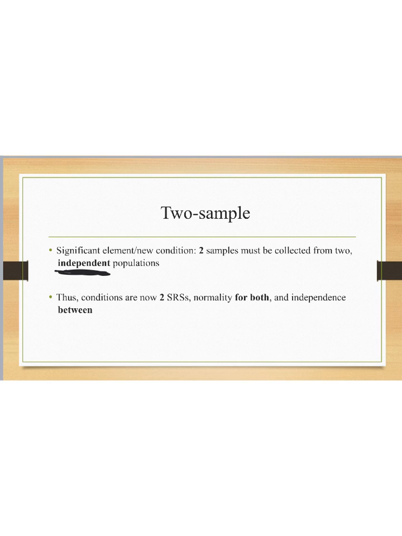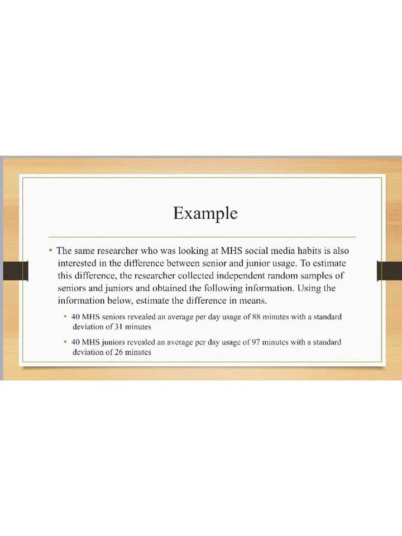The new conditions: instead of one SRS, we now have two SRSs because we need an SRS from each of the two populations, and we need normality out of each one, in that normal sampling distribution. And then this independence between. The independence between is important because that is what tells us that these two groups are not matched pairs. They are two independent, unique samples coming from unique populations.